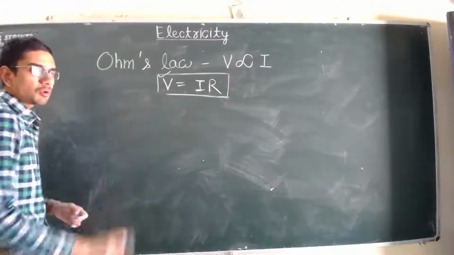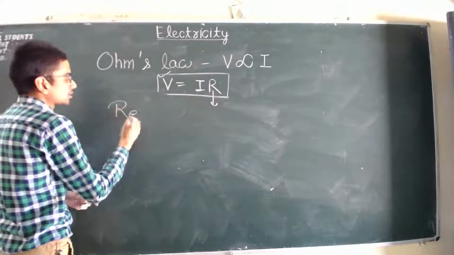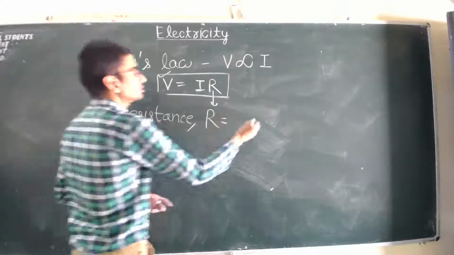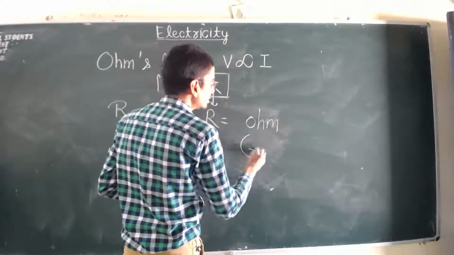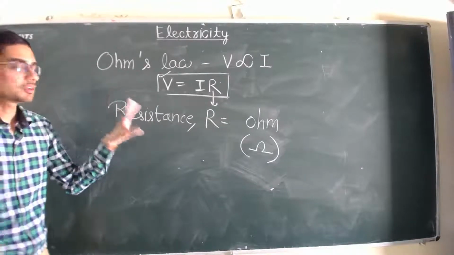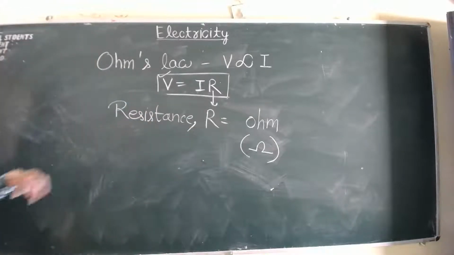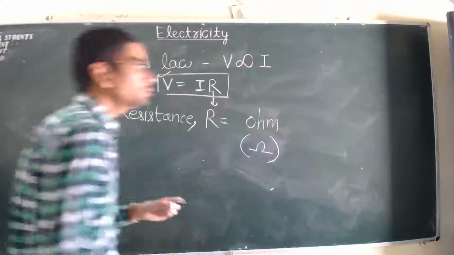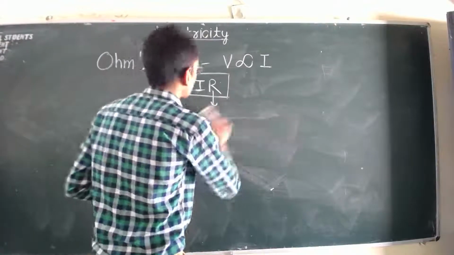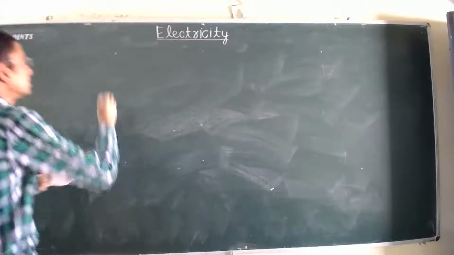Okay, so from Ohm's law, आपको एक बहुत important चीज मिली, that is resistance. Resistance, which is denoted by R and its unit is ohm, and it is denoted by this symbol. Resistance, okay, very important parameter for electricity. Resistance is the obstruction to flow of current.